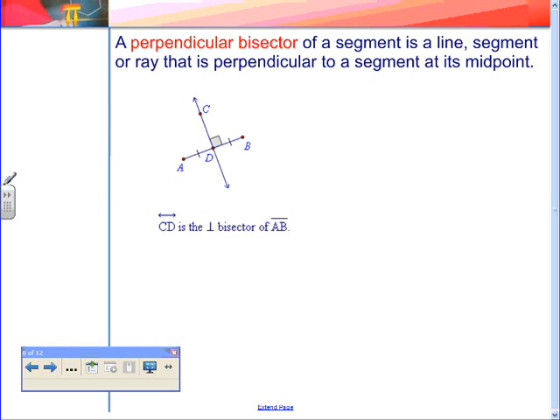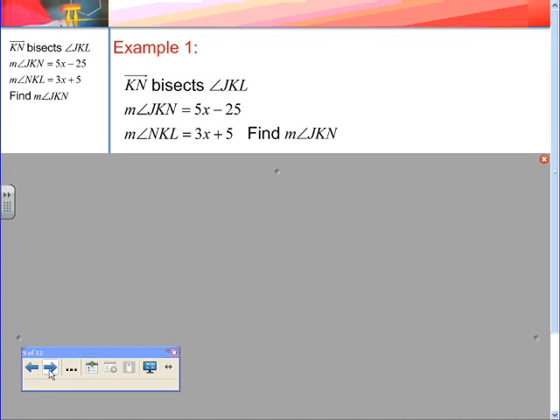Okay, we're almost done. We just have one more example that I want to take you through using some of this language and then doing some problems with it as well.